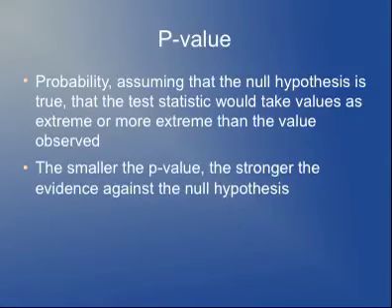And the p-value is the probability that, assuming the null hypothesis is true, the test statistic would take values as extreme or more extreme than the value observed. So that's the probability that just by chance this would happen. So if you get a p-value of 0.1, it means that 1 in 10 times this could just happen by chance. Whereas if you have a p-value of 0.01, it's 1 in 100 times that this would happen by chance. So the smaller the p-value, the stronger the evidence against the null hypothesis.